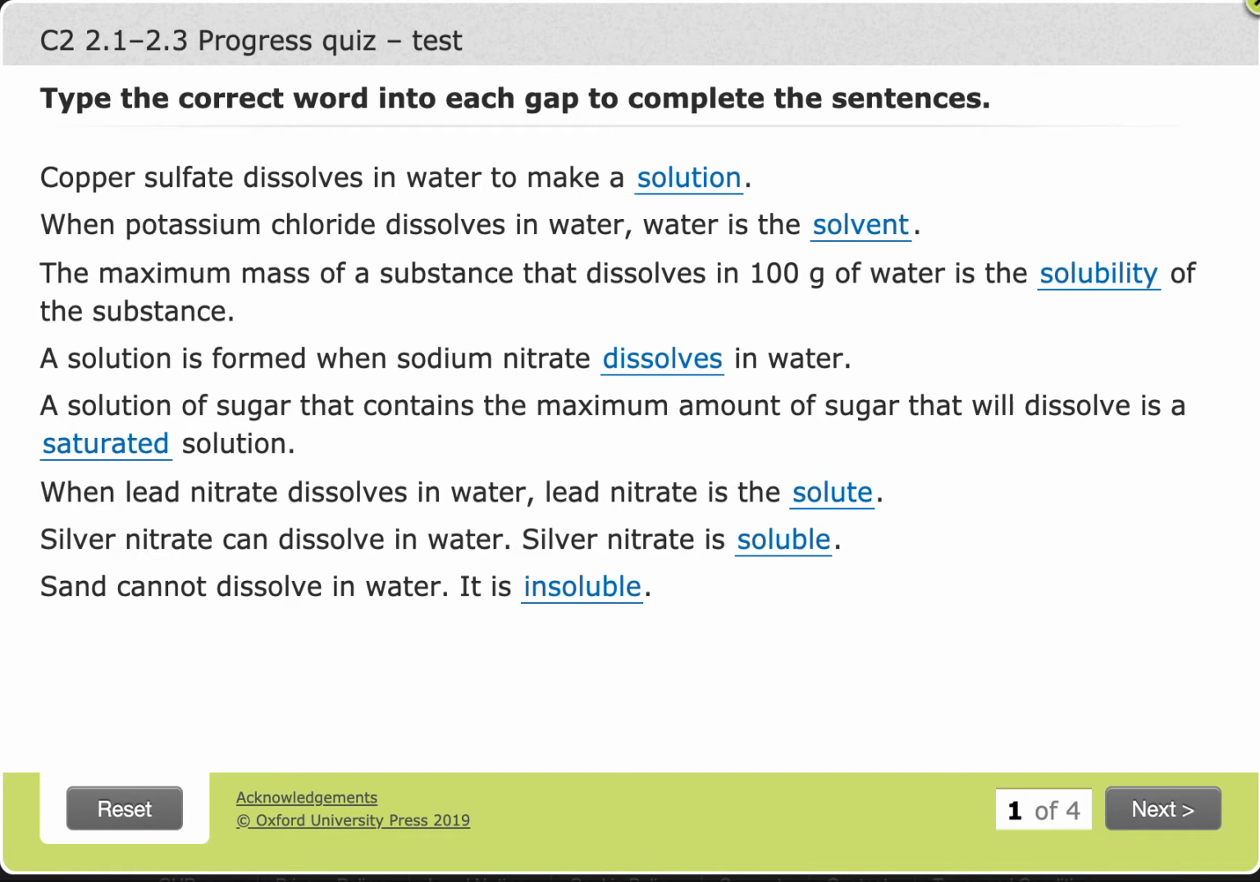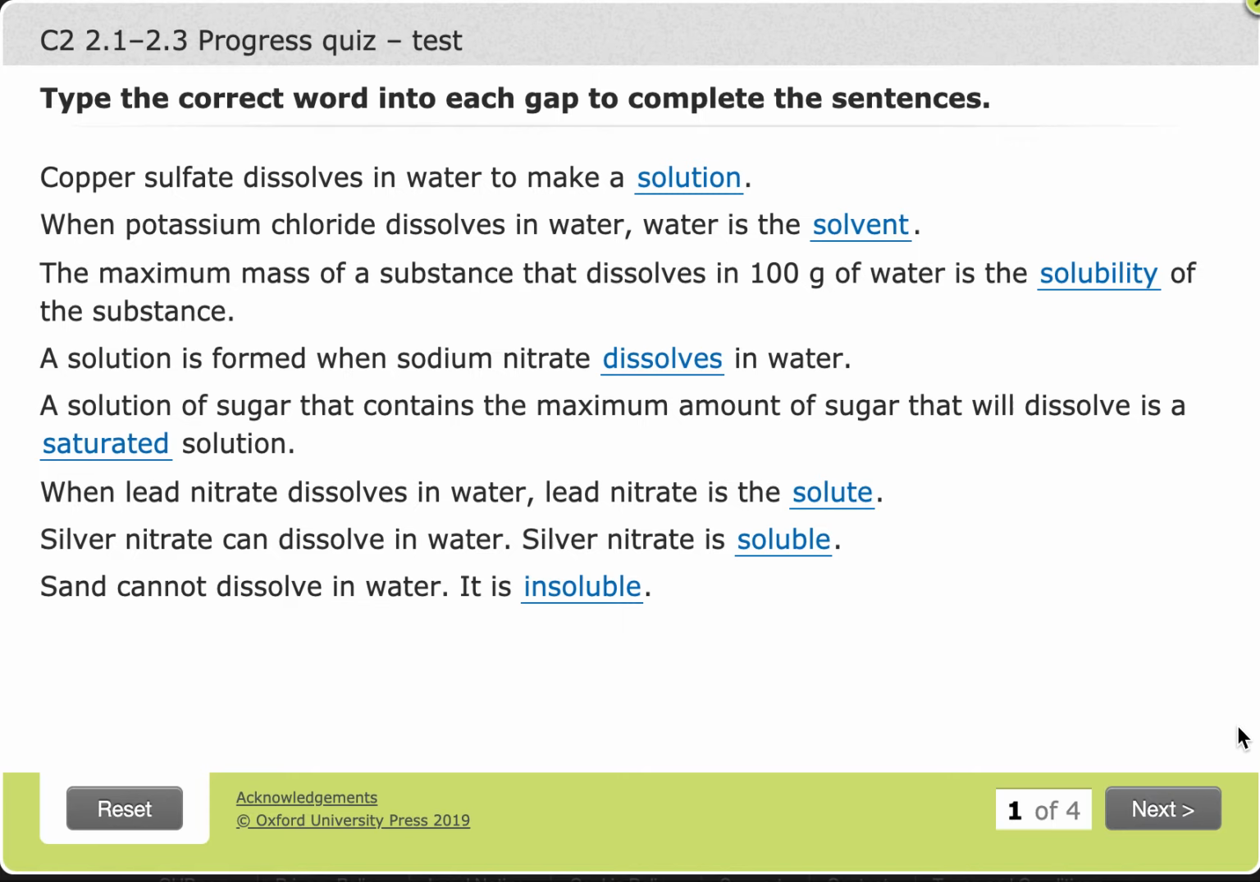A solution is formed when we take a solute, in this case sodium nitrate, and a solvent, water, and we dissolve the solute in the solvent. If we have the maximum amount, then we have filled up our solution and therefore it is saturated. Lead nitrate is an example of a salt, and when it dissolves, it is going to be the solute.